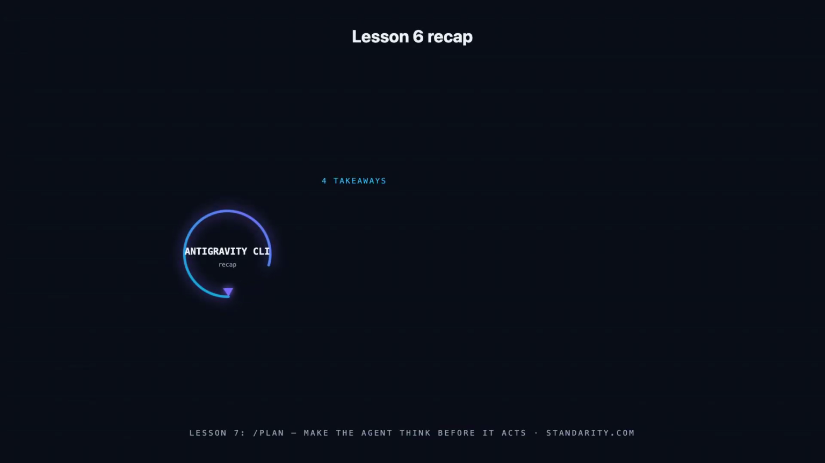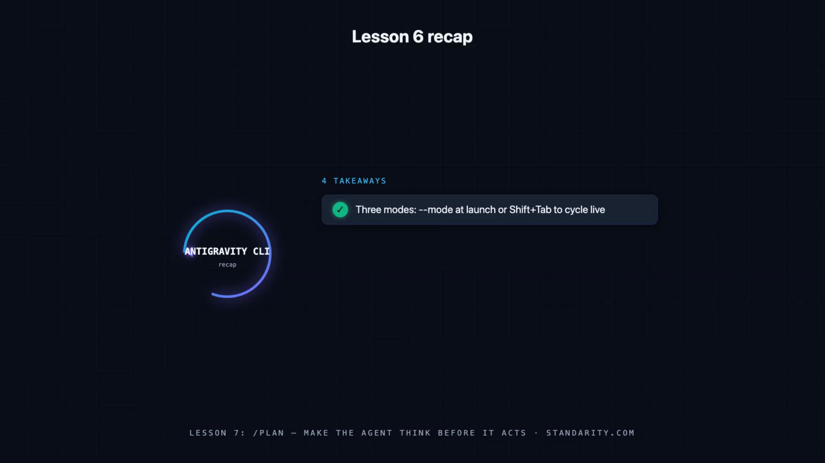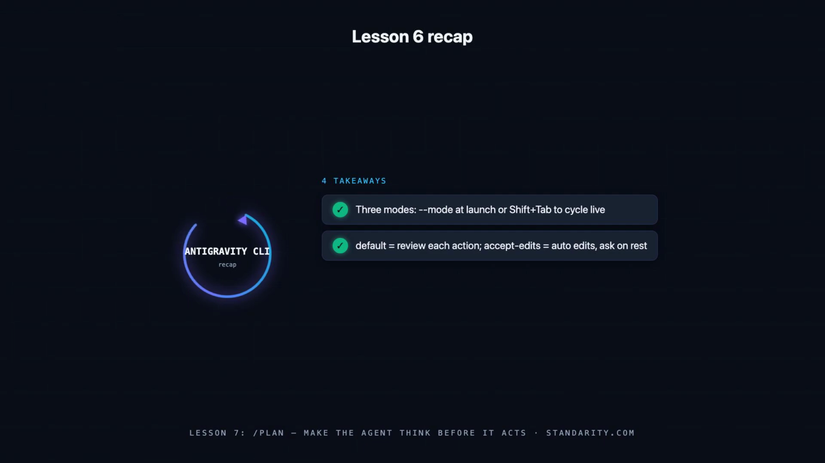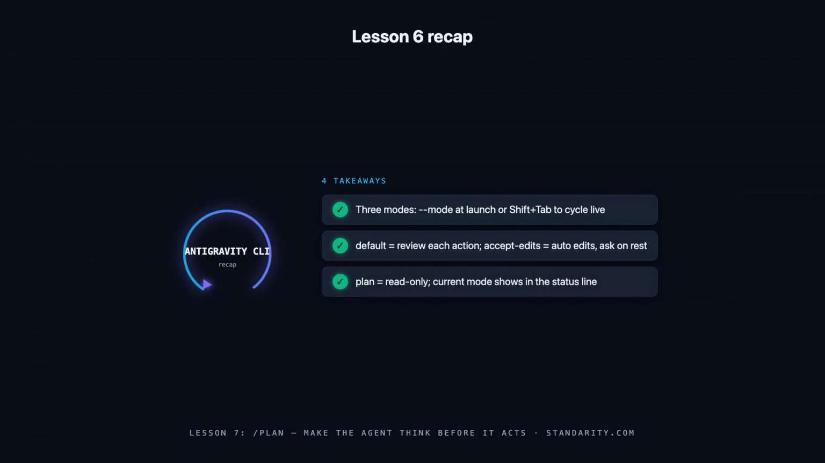Here's what to keep from this lesson. There are 3 execution modes, set at launch with the mode flag or cycled live with Shift and Tab. Default has you review each action. Accept edits applies file edits automatically while other actions still ask. Plan mode is read only. The agent plans but changes nothing, and the current mode always shows in the status line.